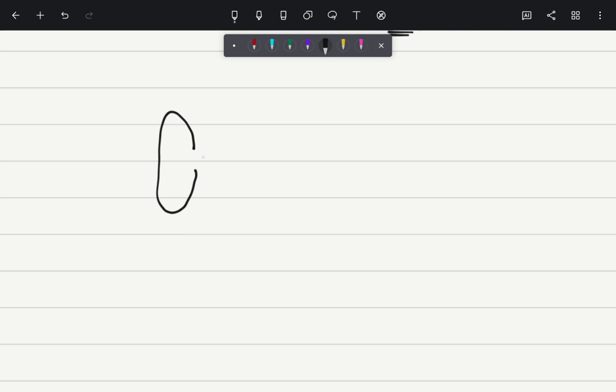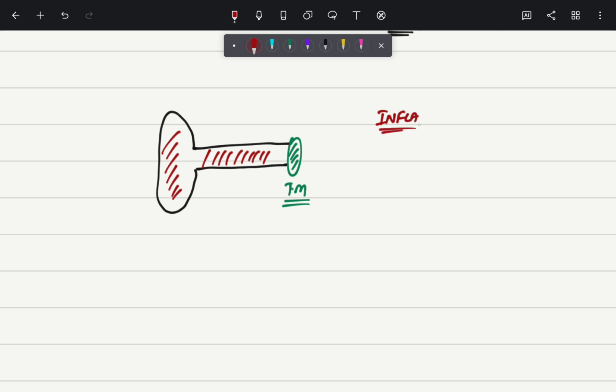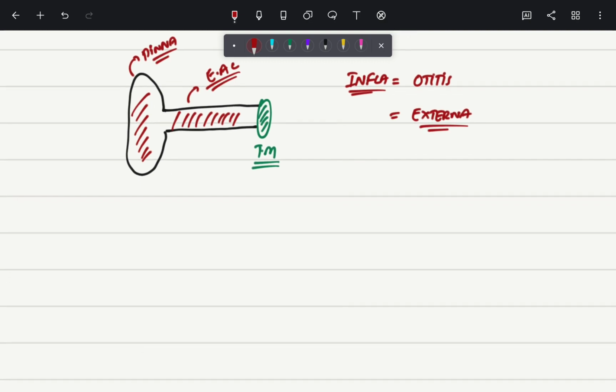So here is the pinna and here is your external auditory canal, which will eventually fuse with the tympanic membrane. So any infection in the pinna or any infection in the external auditory canal will lead to inflammation, and this inflammation is called your otitis. Otitis means inflammation, and externa means when it involves the pinna or your external auditory canal. So inflammation of the external part such as your pinna or external auditory canal is called your otitis externa. I hope you are clear with this definition.